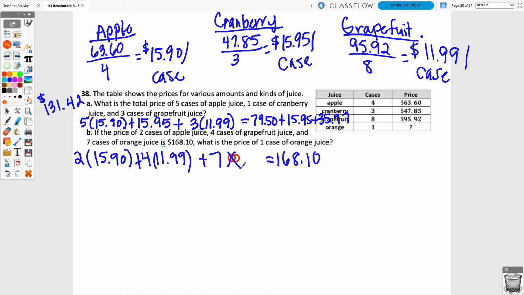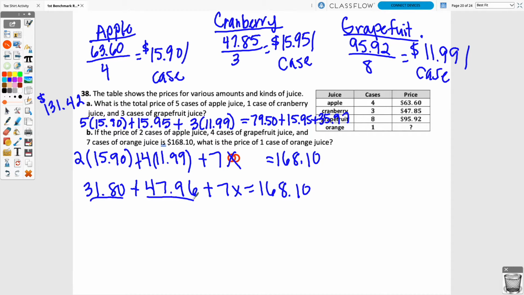Alright, so I'm going to simplify what I can. I'm going to multiply 2 times 15.90, which gives me 31.80. And 4 times 11.99 gives me 47.96. Plus 7x equals 168.10. Then I'm going to combine these like terms because they're both constants. So 31.80 plus 47.96 gave me 79.76, plus 7x equals 168.10. So now I finally have a two-step equation that we know how to work.